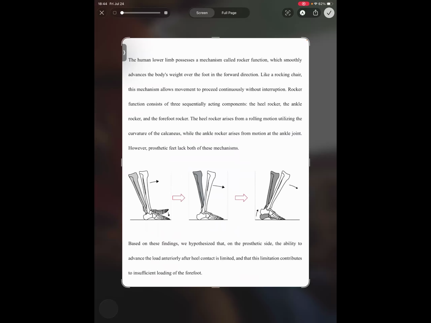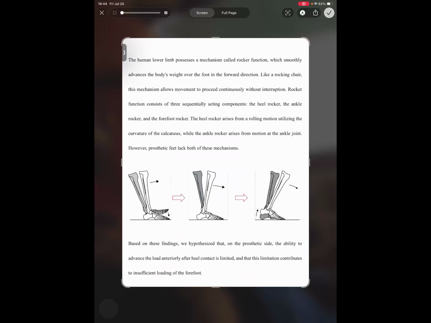As a variable to evaluate whether load transfer to the forefoot was sufficient, we used the timing of heel off. Previous studies have shown that heel off occurs when sufficient load has been transferred to the forefoot.